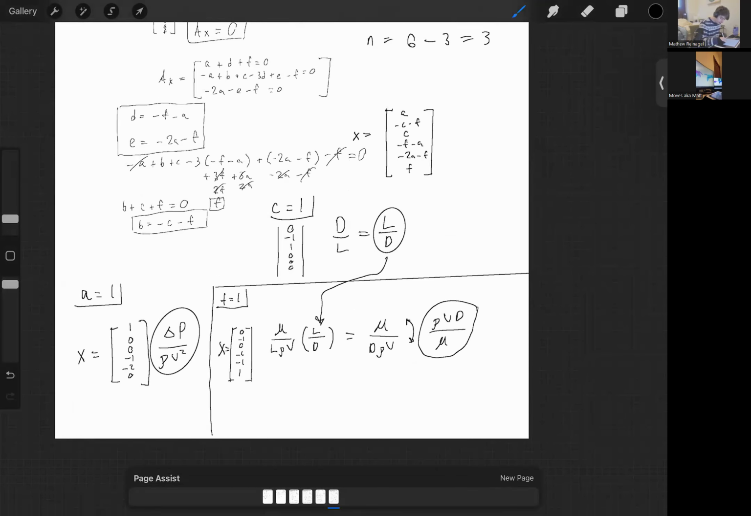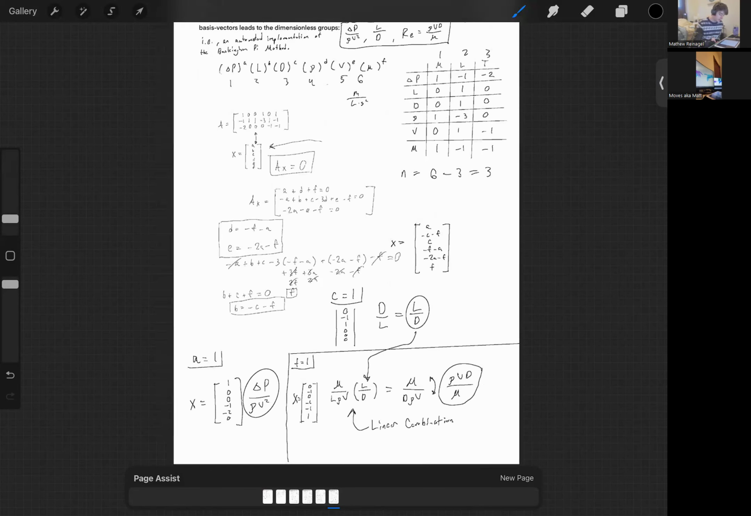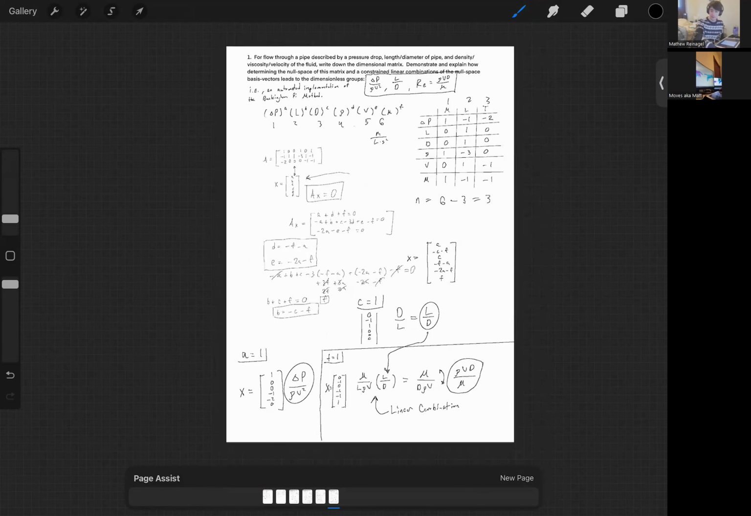So this is called linear combination. And in a coding world, you'd be able to just insert any numerical value and get whatever dimensionless property that you need from this. But this is what the actual math looks like if you were to do it yourself. But yeah, that is how you would get dimensionless groups with a null space and linear combination.